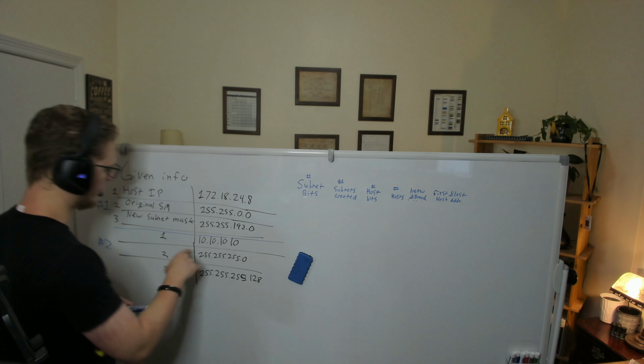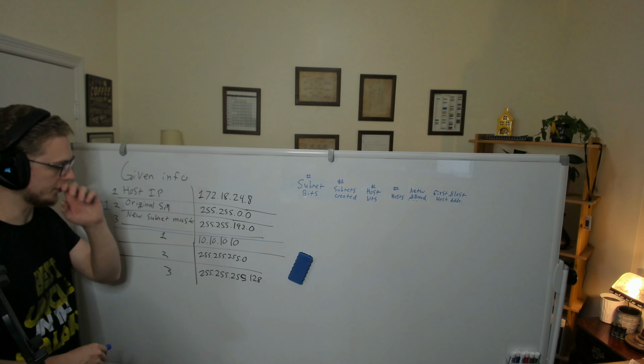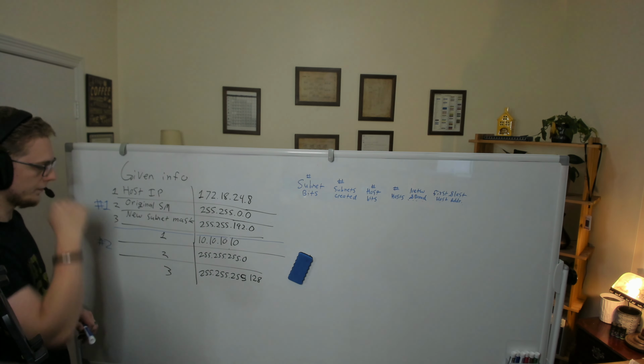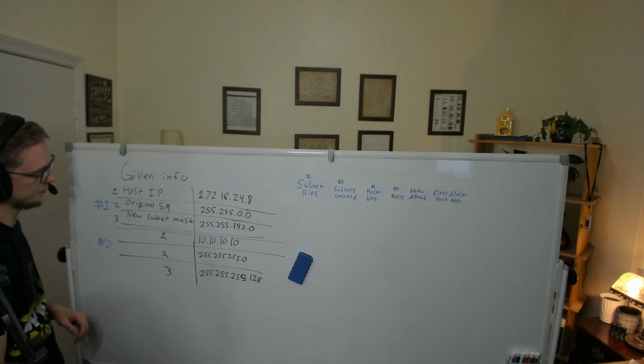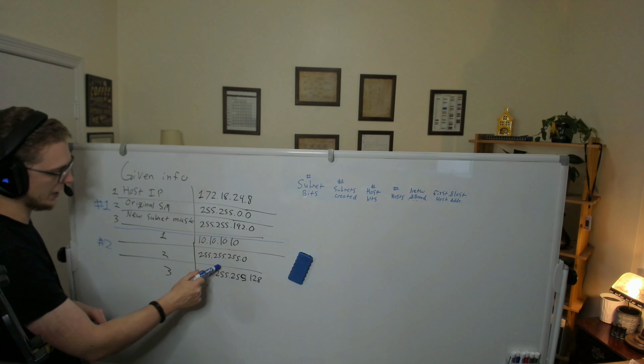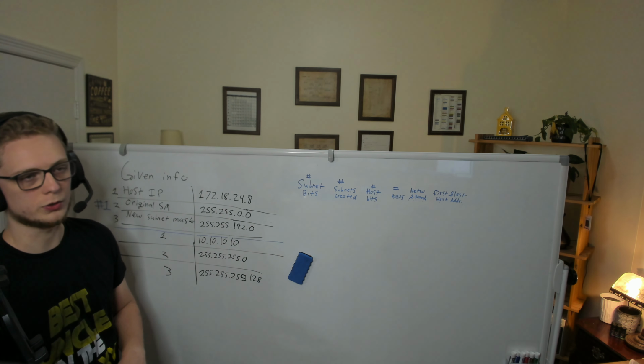So I'm going to use the second example here with this tens because it's a little easier to use. And we have these three pieces of given information. We have the host IP address, we have this current subnet mask, and we have a new subnet mask we're going to move it to.